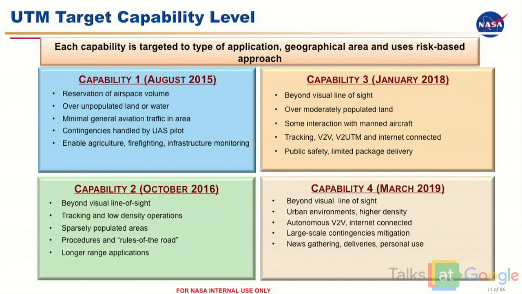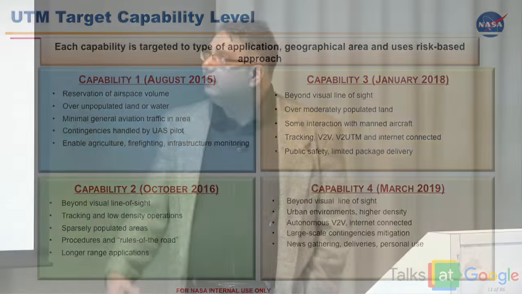The first capability, which we demonstrated in August last year, included airspace reservation as the basic construct. You have a trajectory planner, you can file the trajectory, it will check for all the constraints, and that airspace is yours till you close that trajectory. It uses either airspace notification or airspace reservation as the construct to notify the other operators where you are operating. But that was focused on within visual line of sight. The first capability really targets remote areas, very low density operations over water and such, precision agriculture or things like that that operate in very remote areas.